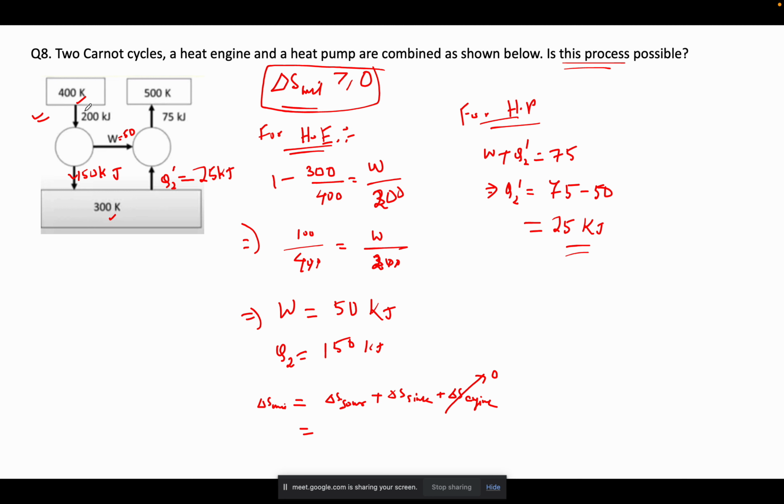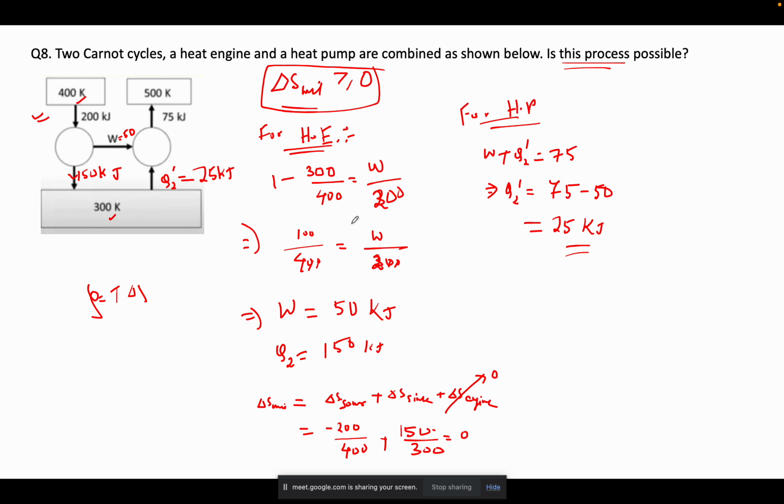Source is rejecting heat, isn't it? Source is rejecting heat, so minus 200 by 400, Q equal to T delta S from here. Okay, and the sink is gaining heat, 150 by 300. So this is also half, this is also half, this equals 0. So if it is 0, it is a reversible process.